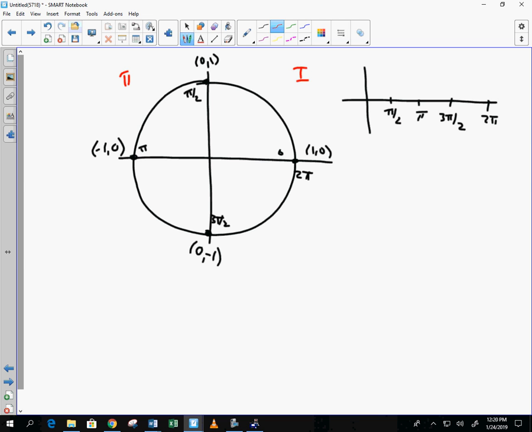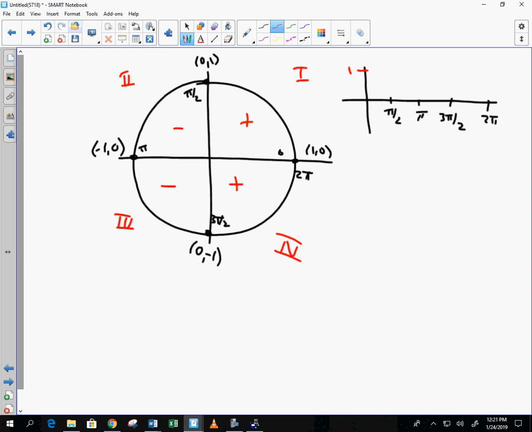Cosine is positive in the fourth. Where else is it positive? First. How'd you know that, Sam? All students take calculus. So therefore, we have positive, negative, negative, positive. Okay? And cosine is which value? The x value or the y value? The x value. So you can see it starts at 1.